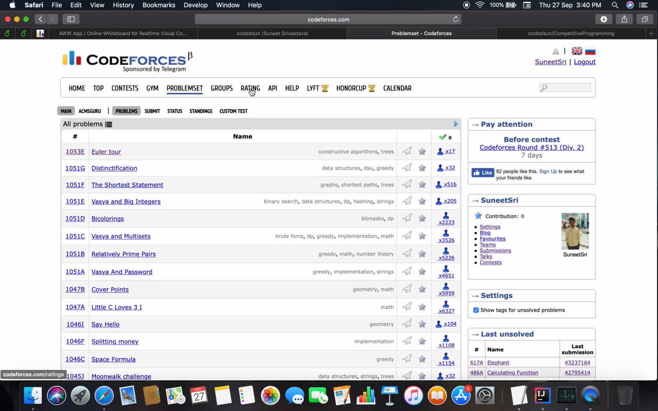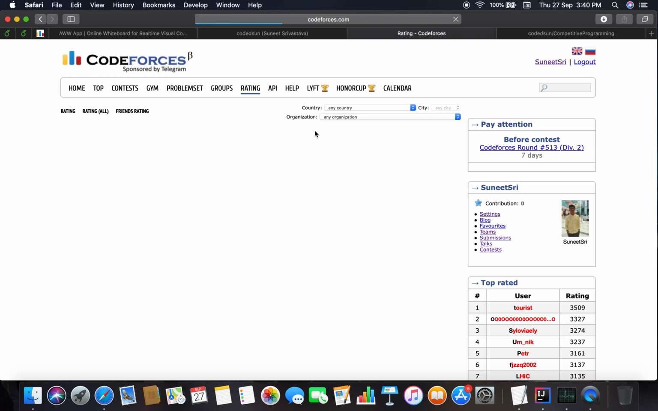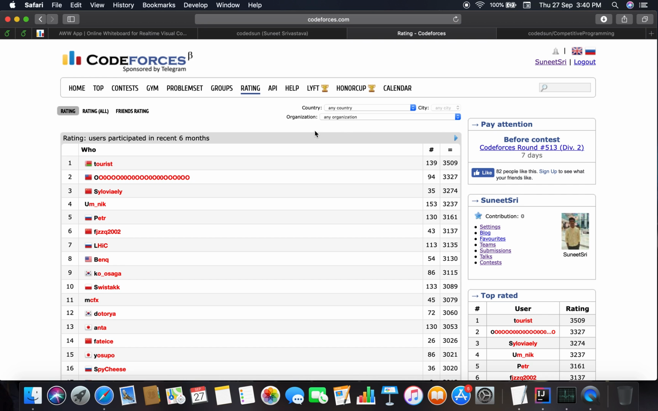And yes, you can move to the rating section and you will learn about the various users who are top rated. These guys are awesome at competitive programming. You can see Tourist, a guy who is famous all over the internet on the competitive programming website. You can see him everywhere. Peter, they are all over the internet and they are just rocking. So yes, this is what the Codeforces website is all about.